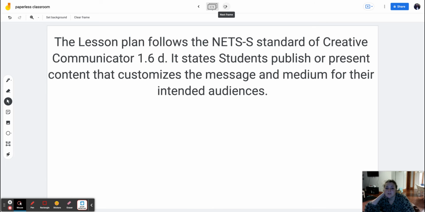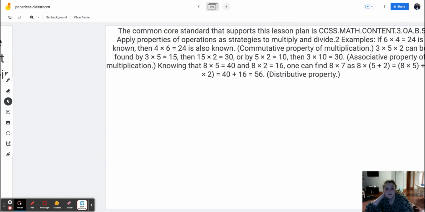The lesson plan follows the NETS standard of Creative Communicator 1.6D. It states students publish or present content that customizes the message and medium for their intended audience. An example of this would be the Storyjumper book that they will be able to create and publish and present that content in a presentation form.